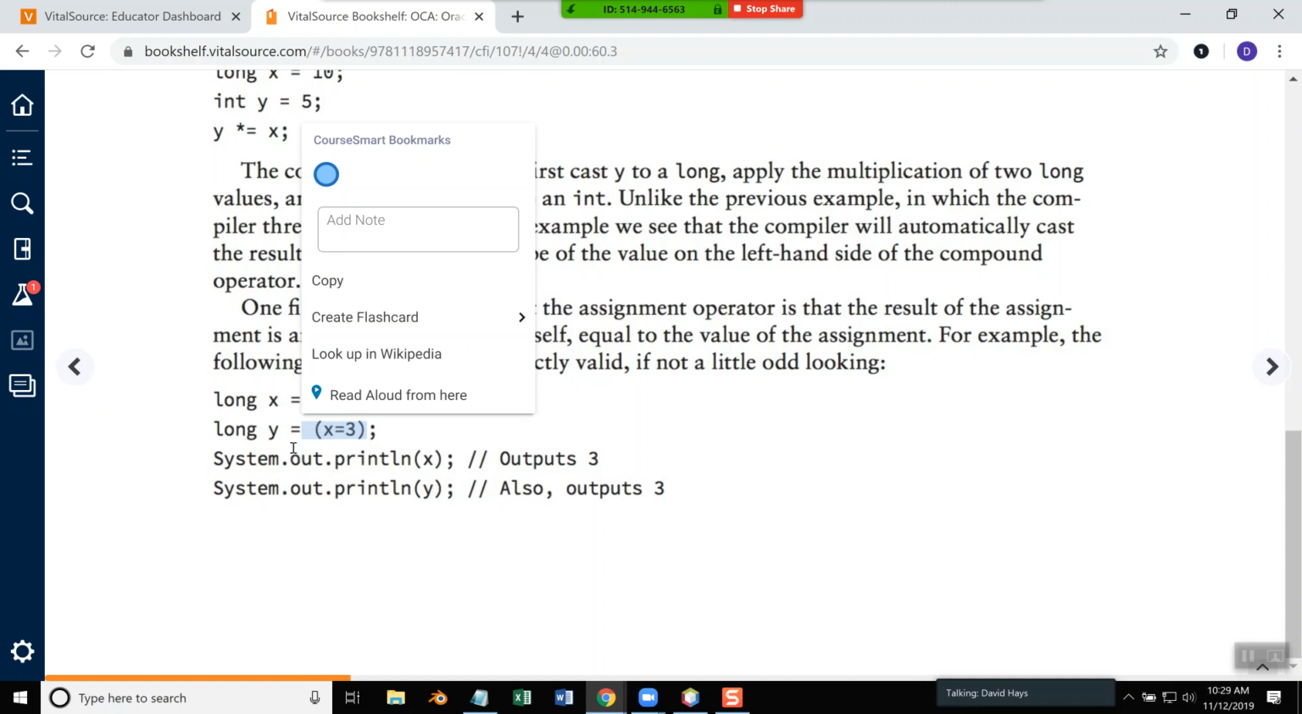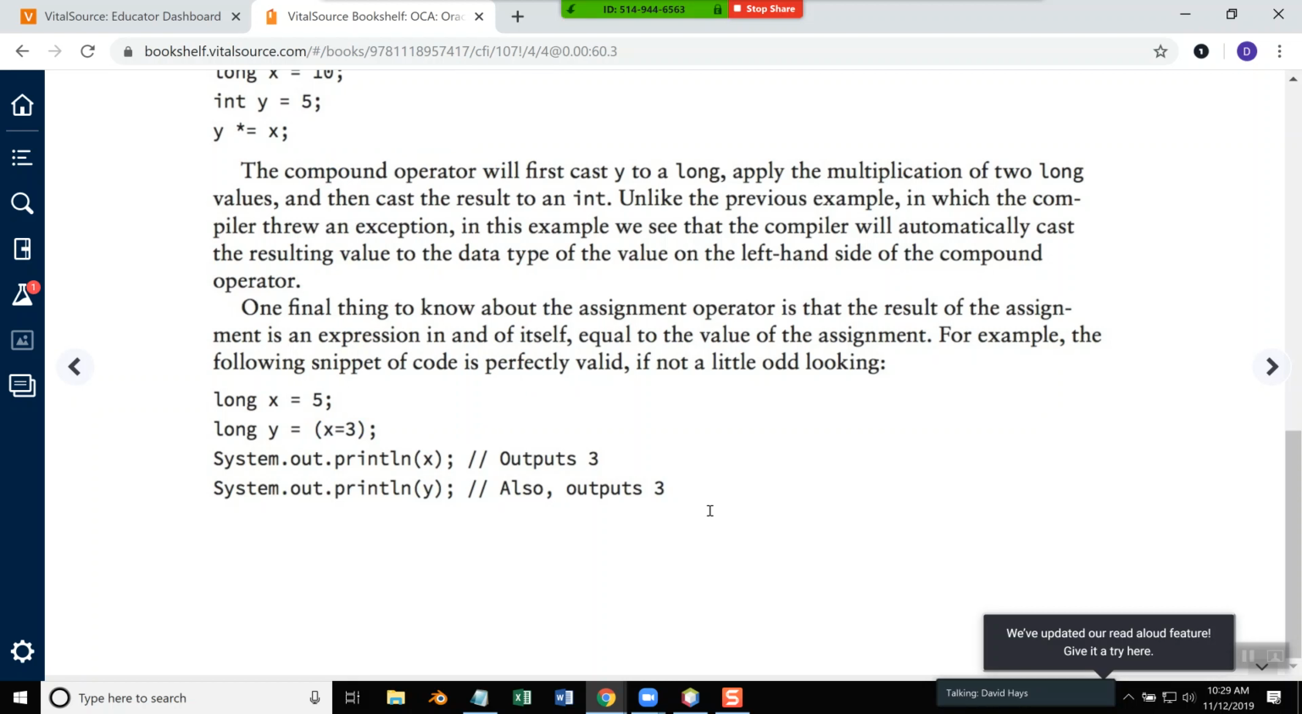See, I would have wagered money that y would be equal to 1. Since it's got an assignment in here of x equals 3, I would assume it would have returned a Boolean of like 1, indicating true, and then this would have promoted it to a long, and so y would have been 1, but obviously I'd be wrong.